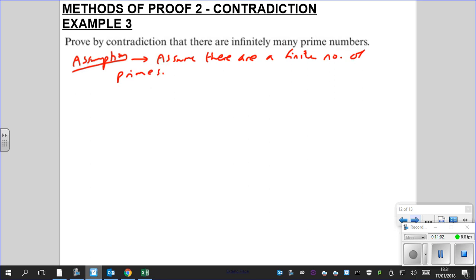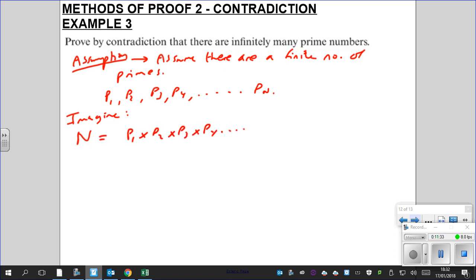And if we can list them, right? So let's say we've got the first prime number, the second prime number, because if there's a finite number of primes, then we could know them all, couldn't we? All the way up to p of n, and p of n is the last prime number. So imagine if we produce a number n, where we times them all together: p1 times p2 times p3 times p4, all the way up times pn. Do you see?